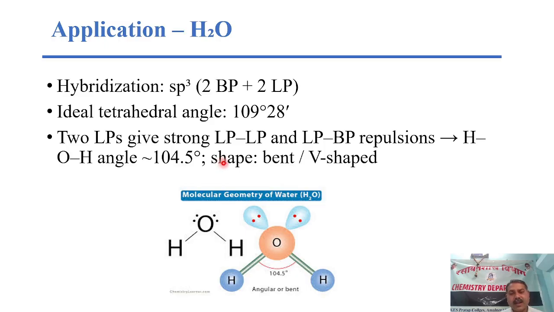104.5 degrees, and the expected geometry for this molecule will be tetrahedral, but because of these 2 lone pairs of electrons, there is a distortion in the geometry of this molecule, and the geometry of this molecule is now bent or V shape. So this is the angular molecule H2O having 2 lone pairs and 2 bond pairs of electrons. So in this way this molecule is V shape or bent.